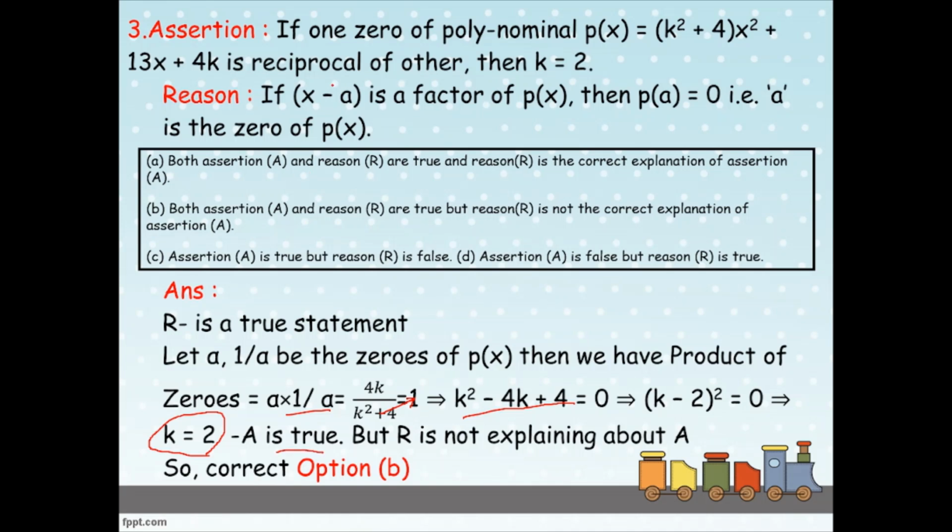When both the statements are true, try to find the connectivity between these two statements. Now, I'll check. The reason is telling about the factor. It is actually nothing but the factor theorem. But the assertion is about the relation between the zeros. So they are both individually true statements, but each one is not using the other. The reason is not a correct explanation of the assertion. So I opt for option B.